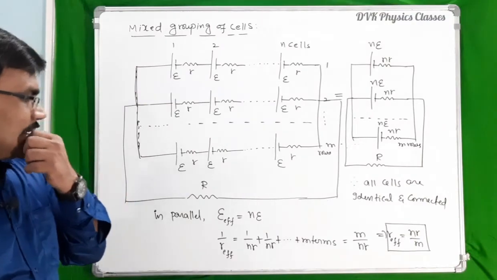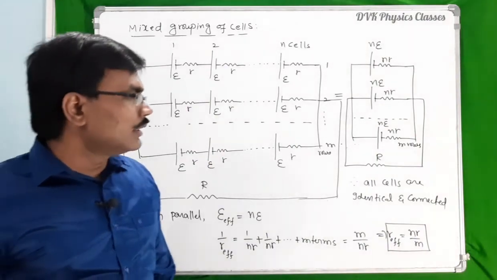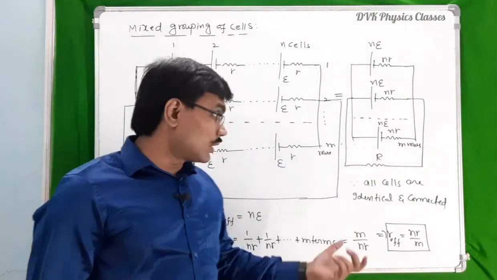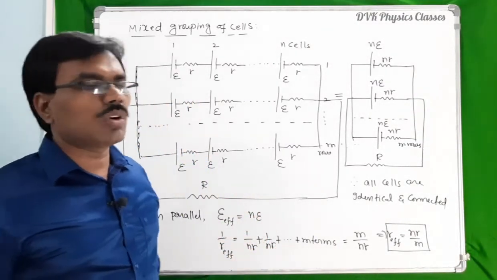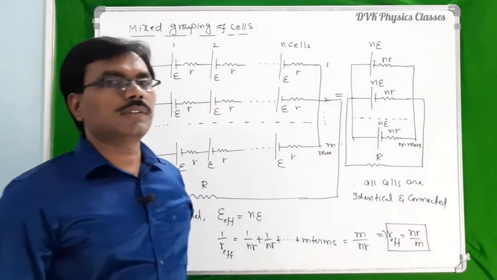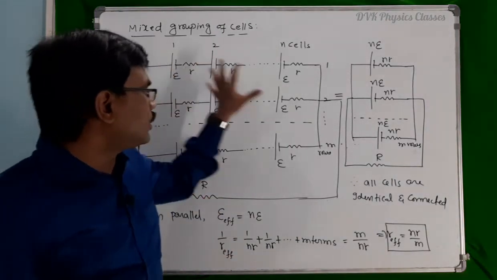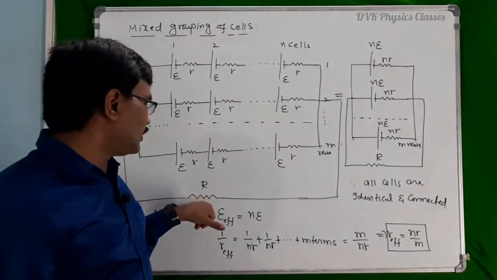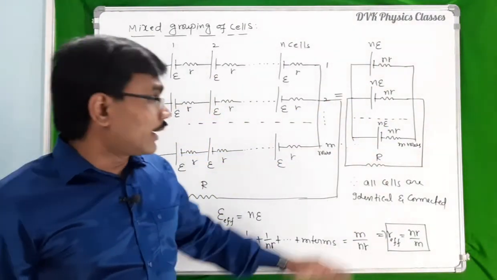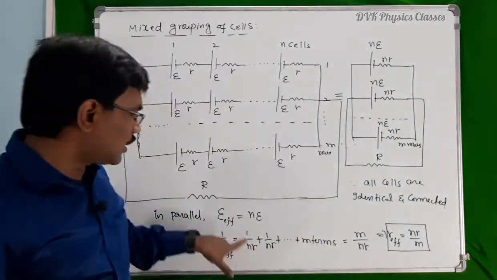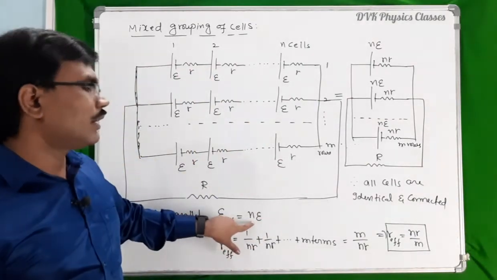Again, all these cells can be replaced by a single cell. What is the effective EMF of that single cell, which runs the same amount of current with the same external resistor? That is the meaning. All these cells are behaving like a single cell. Then what should be the EMF of that single cell to run the same amount of current? All these cells together give some current in this circuit, and the same current is given by this combination with the same external resistor. For this also, we can calculate the effective EMF, and that is equal to n into E. That means the whole combination is equivalent to a single cell of EMF nE.